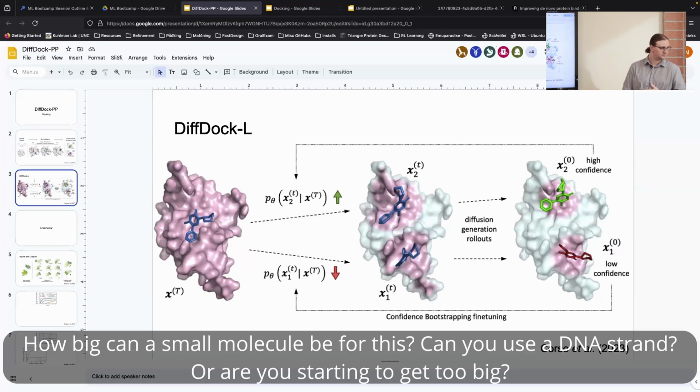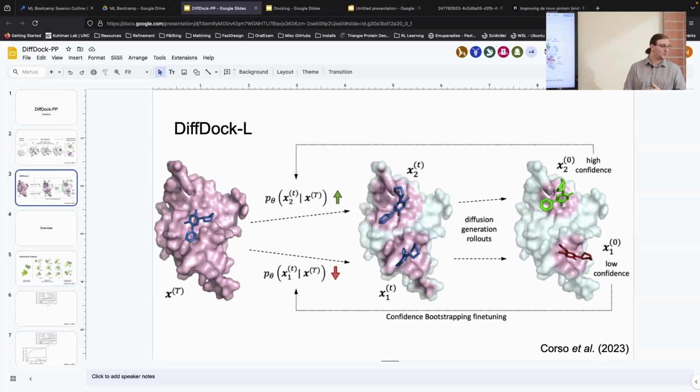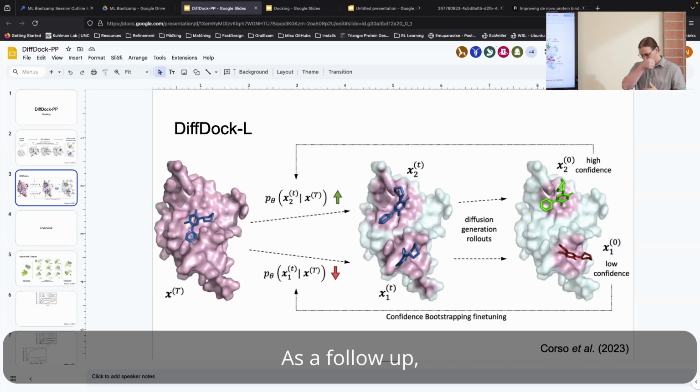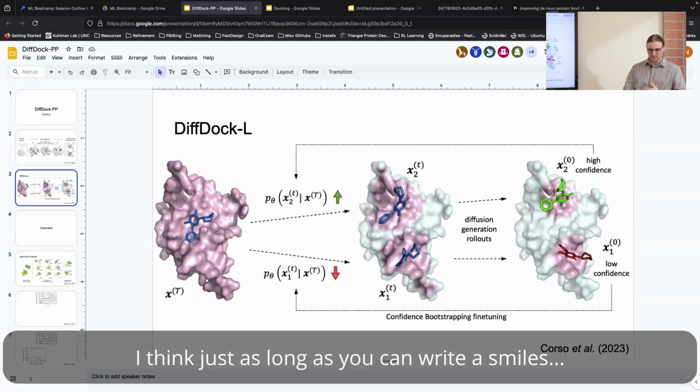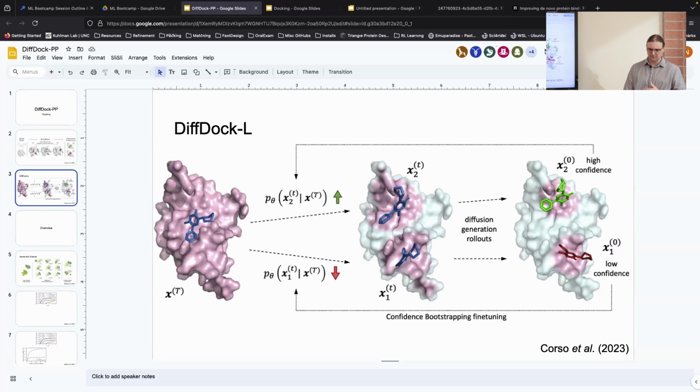How big can a small molecule be for this? Can you use a DNA strand, or is that getting too big? I do not know the biggest small molecule that they trained on. It shouldn't be too hard to find though. Okay, any other questions? Can you write a SMILES for DNA? I think as long as you can write a SMILES, you should be able to.